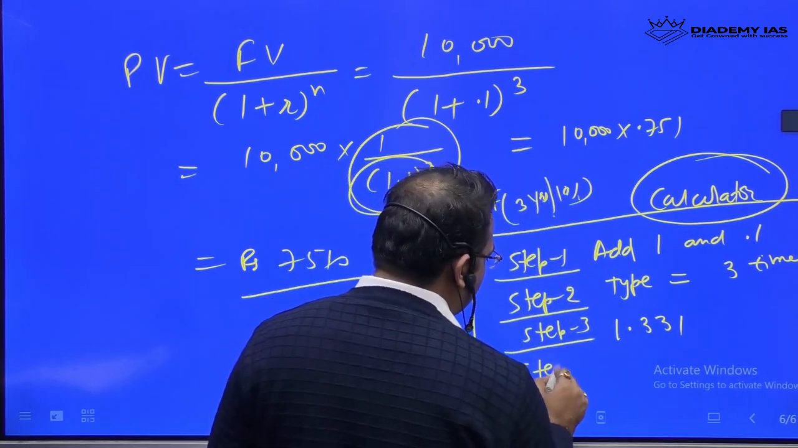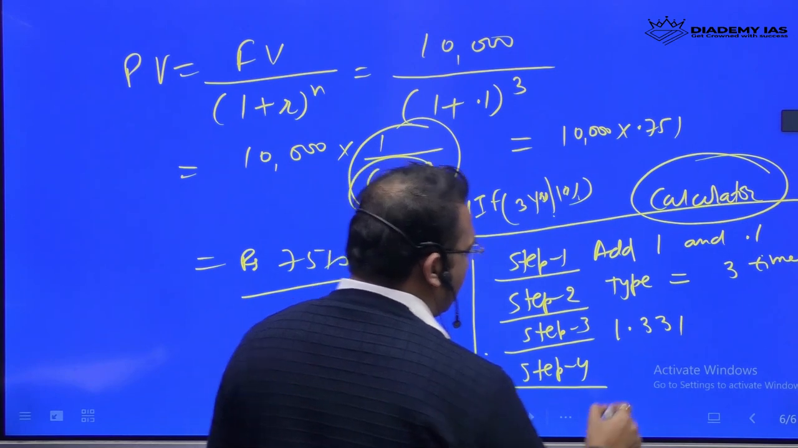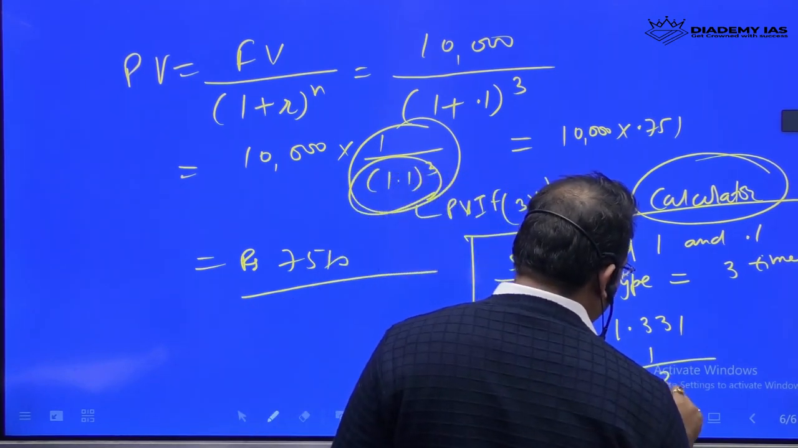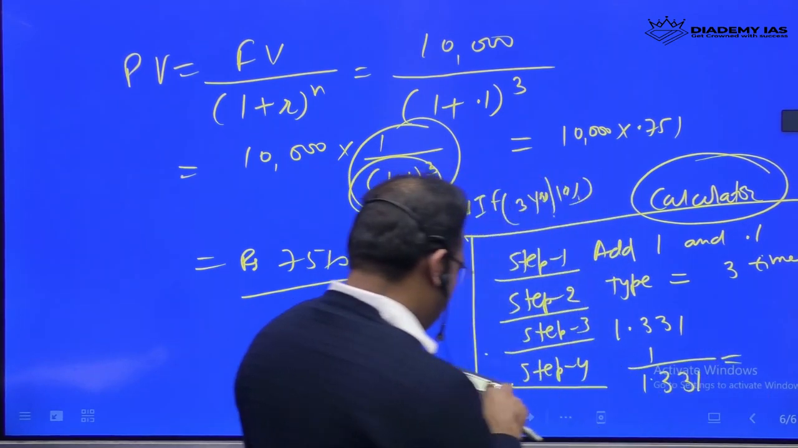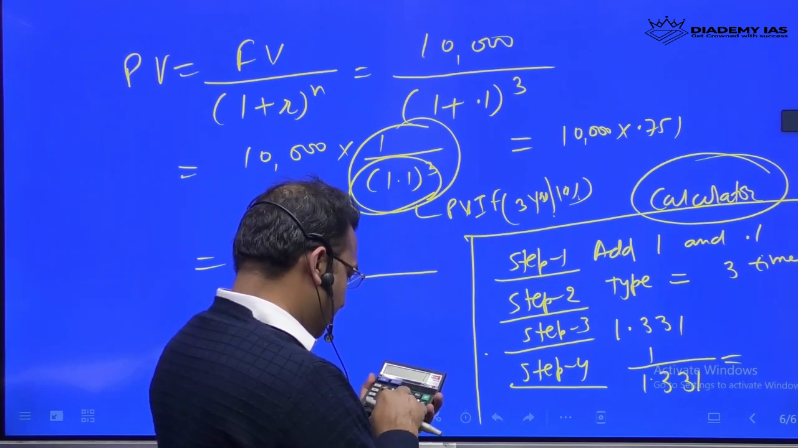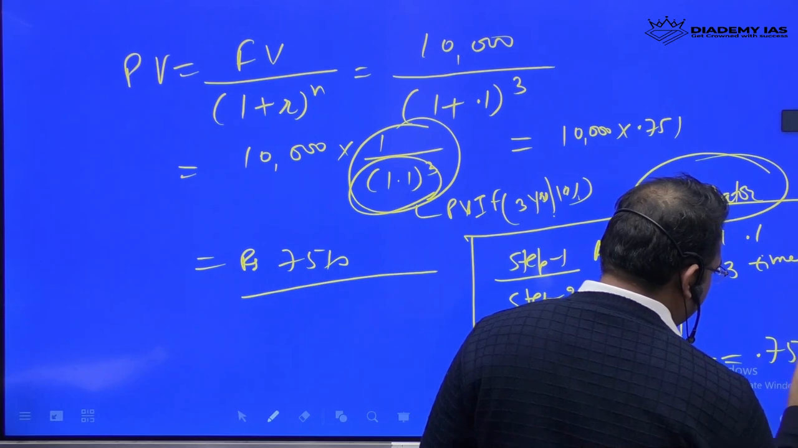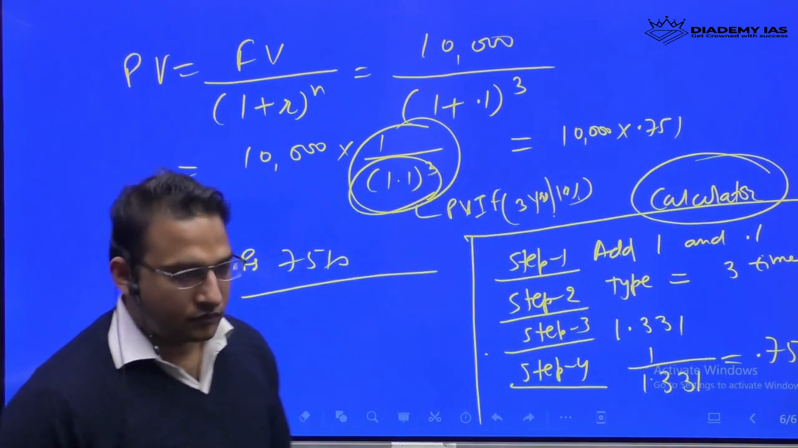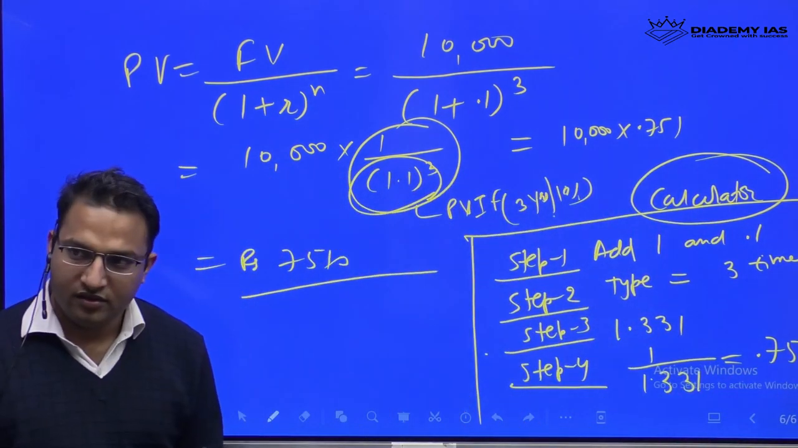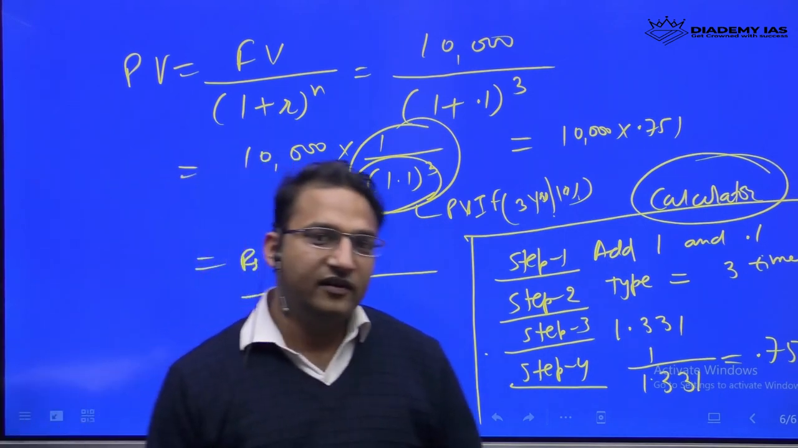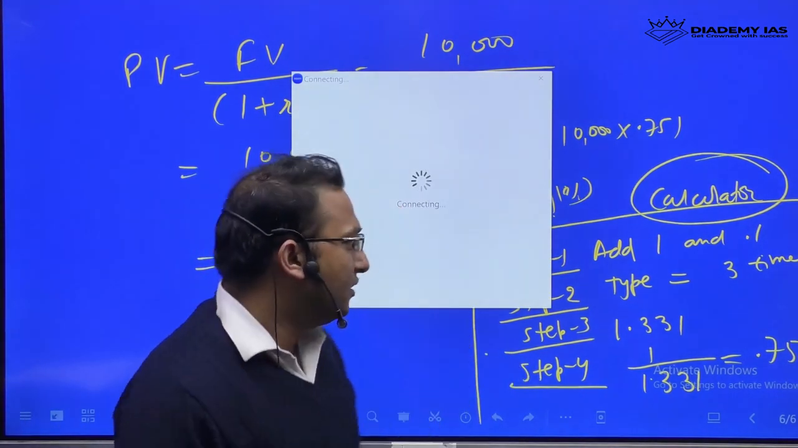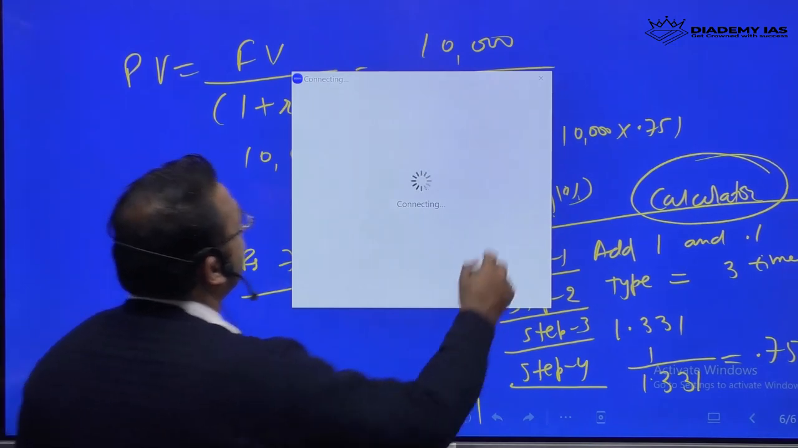And step 4, you divide 1 upon 1.331. So 1 upon 1.331 is equal to 0.7513. This is one way. This is only one way of calculating on the calculator.